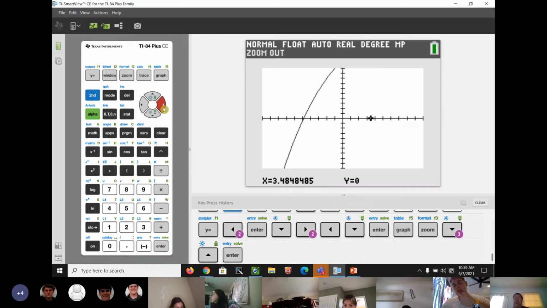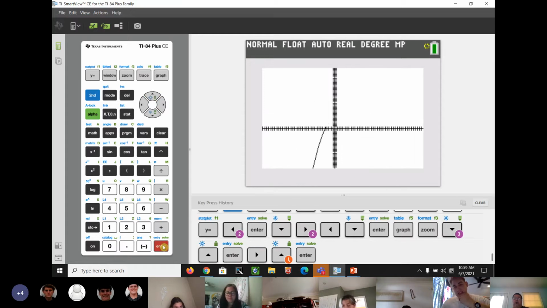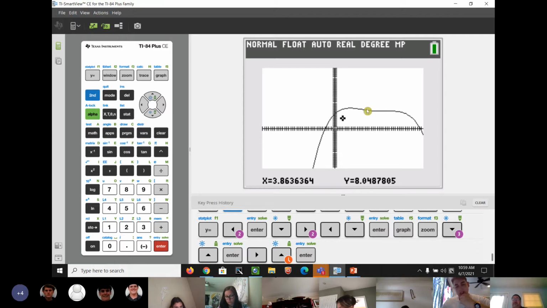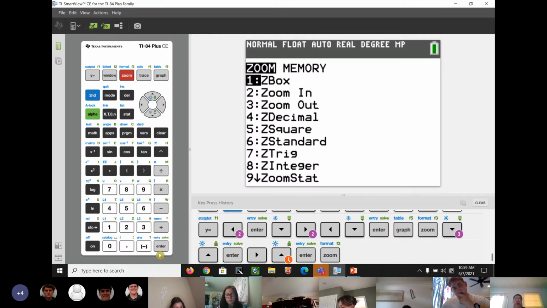Like I said, I hope some of y'all are learning something on this. There we go. There's your saddle. Now we've got a max, a min, a max, but you got to zoom in to get closer. So I'm going to do a zoom box.